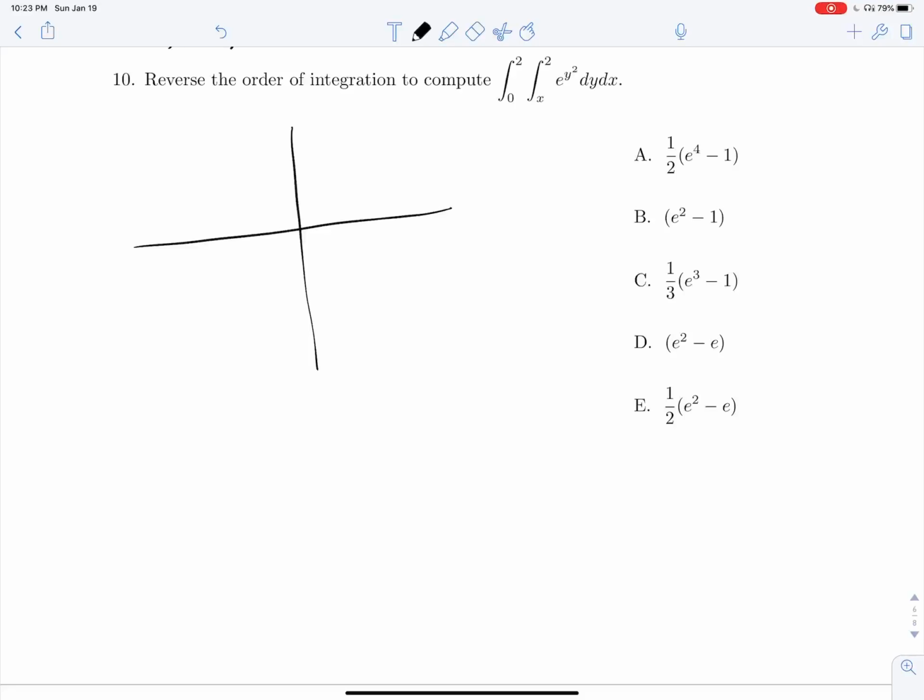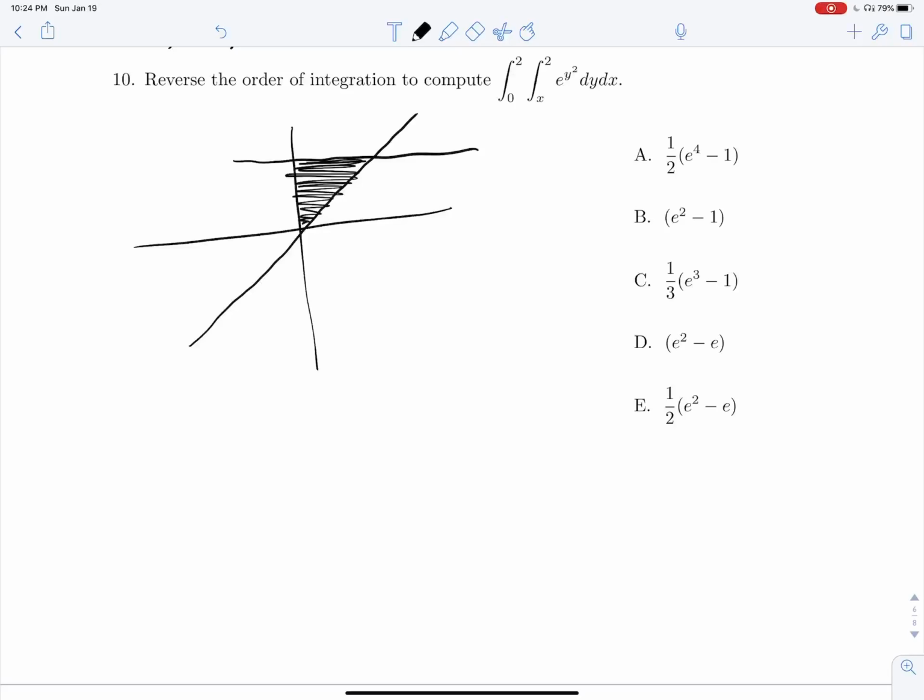So we have a double integral here, where our lower bound on y is the line y equals x, and our upper bound is the line y equals 2. We also see that x runs from 0 to 2, and we are looking at this region right in here.